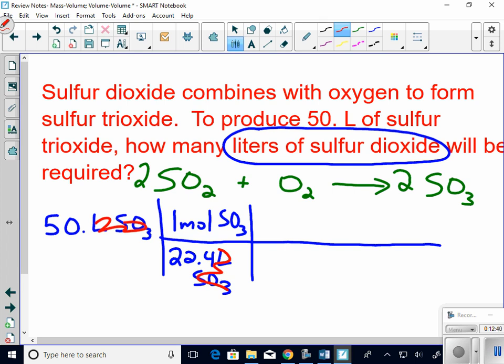I look at my balanced chemical equation. 2 moles of SO3, 2 moles of SO2, correct? So basically my molar ratio there is a wash.